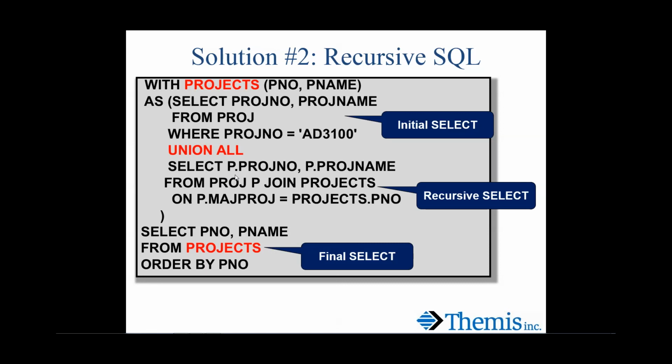All right, so the priming select there will put in project AD3100, and then the first iteration of the second one will say, hey, what are all the projects whose major project is AD3100? And then it'll execute again. What are the projects that are children of those? And what are the projects that are children of those? So every new row that gets added will trigger that recursive portion of the select to run again. You're kind of looping there without being explicit about it. And then the final select just says, show me what's there.